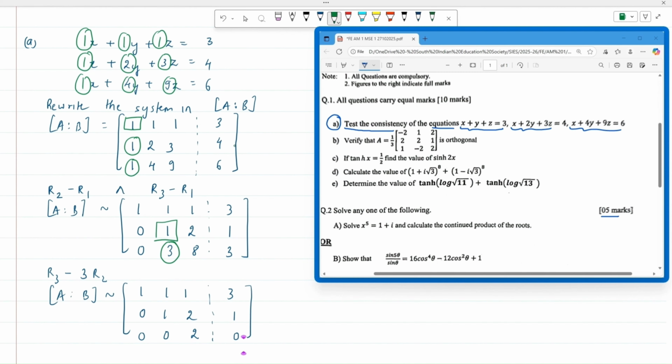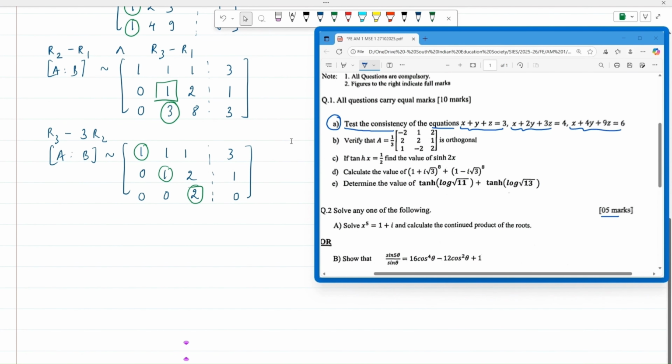And now if we have a look, we have got 1, 2 and 3 pivot elements, and that exhausts the number of rows. So based on this, we are going to make further conclusions. We'll say that the rank of A is going to be 3, and so is the rank of A augmented B. And also that happens to be equal to the number of unknowns. So since all the three quantities are equal, we are going to say that the given system is consistent and has a unique solution.